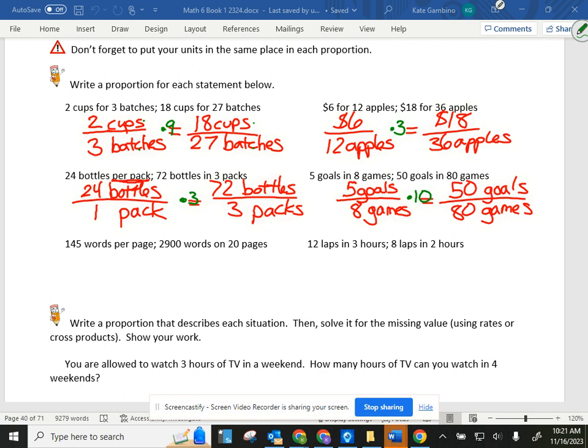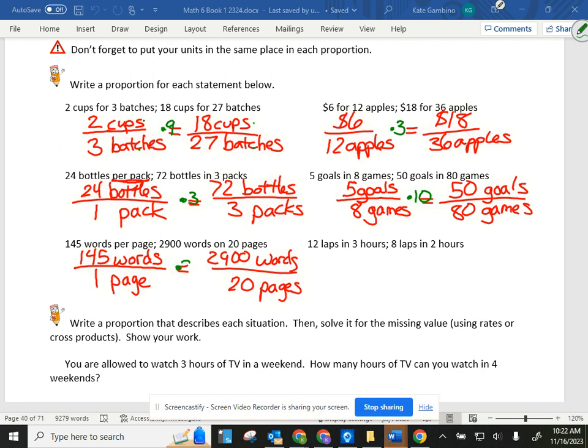Next one, 145 words per page and 2,900 words on 20 pages. How would that proportion look? Lauren? 145 words per 1 page. 145 words over 1 page. And that equals what, Lauren? 2,900 words over 20 pages. And how do we know this is a proportion? Ava? You multiply it by 20. Yeah, multiplying the top by 20, 145 times 20, we get 2,900. 1 times 20, we get 20.